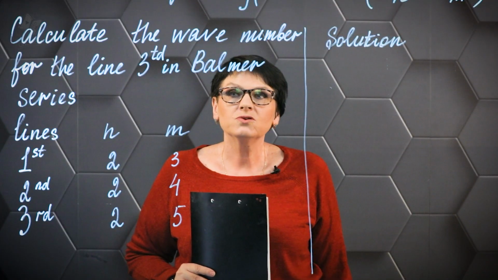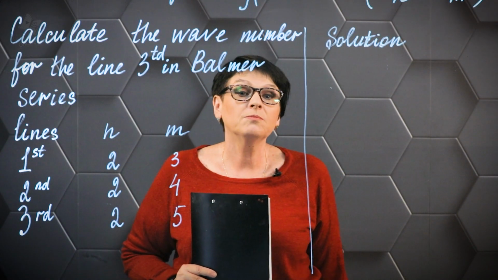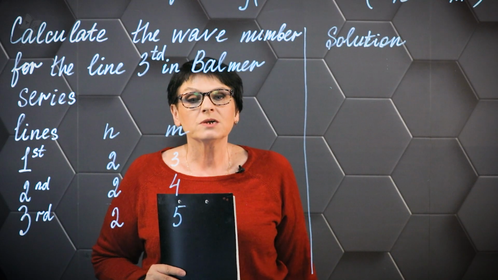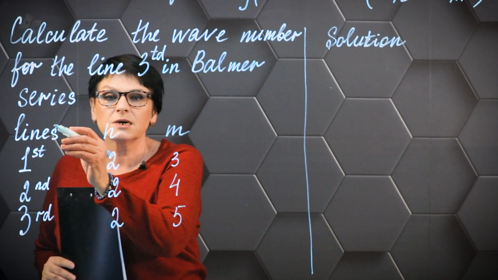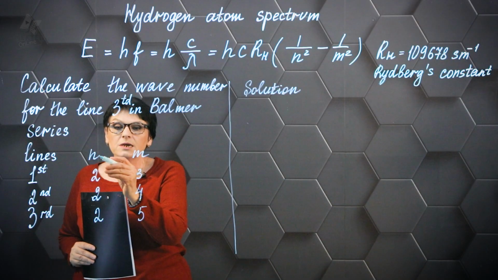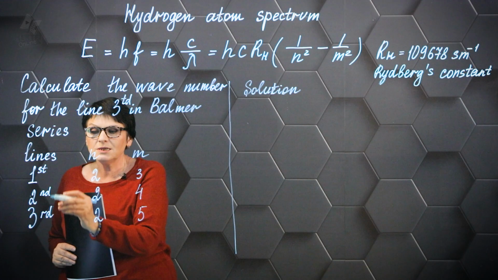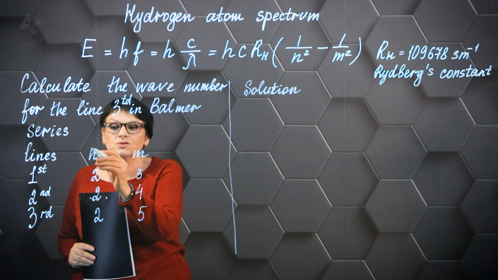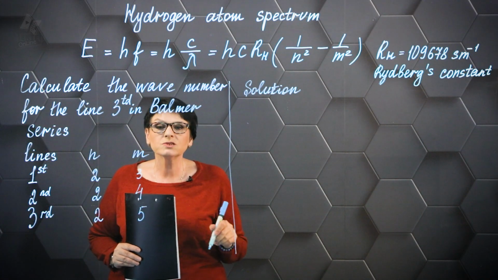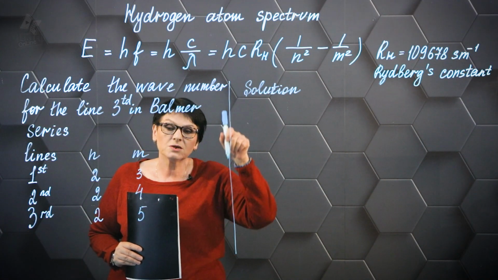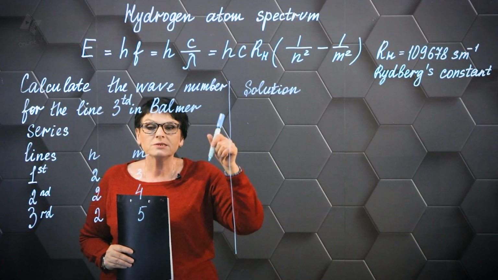Let's take a look at the conditions of our problem. We need to determine the wave number for the third line found in the Balmer series. In order to accomplish this calculation, we need to understand how these lines are distributed and how we can substitute the necessary values. For each line, whether it's the first, second, or third, we have variables to consider. The variable n represents the level to which the electron descends from the upper levels, while m refers to the upper level from which the electron descends through the energy levels.